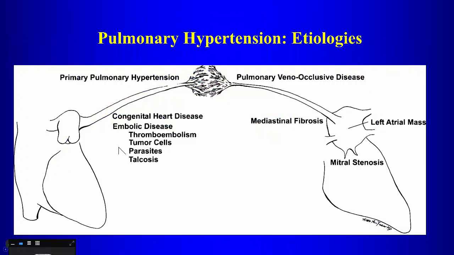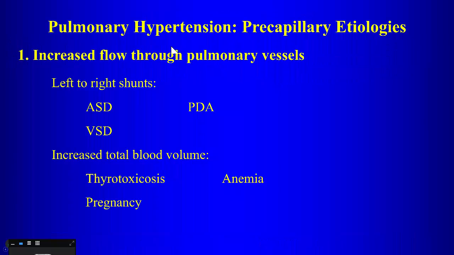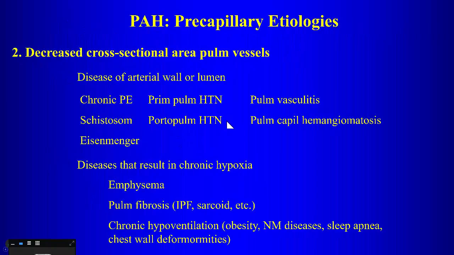So for radiology, I think an easier approach as far as the way we think of it is to think of it as precapillary, capillary, post-capillary causes. So what do I mean by that? The first category is things that increase flow through the pulmonary vessels. So this is the category where you have left to right shunts. The most common left to right shunts: ASD, VSD, PDA. So things that increase flow through the pulmonary vessels, left to right shunts. That would be the first thing.